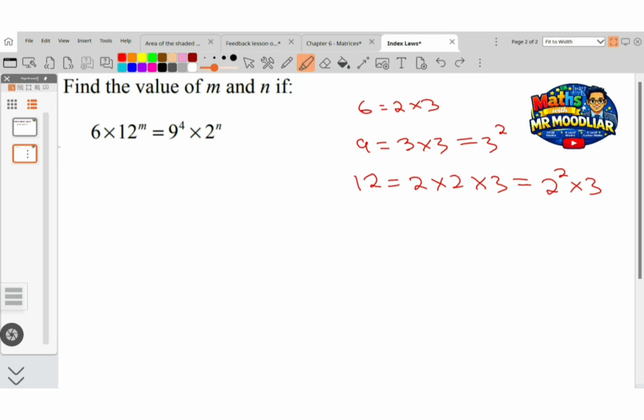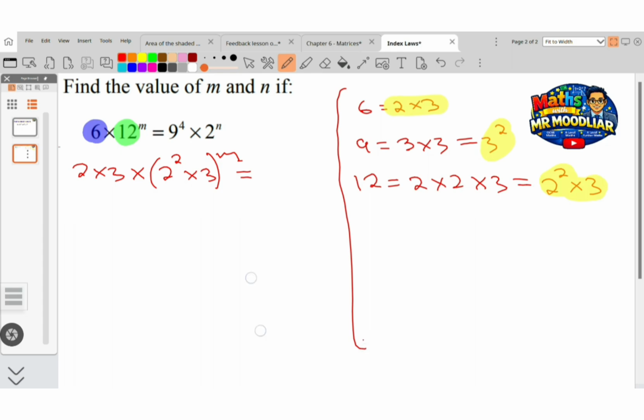And why is that? Well, we are going to use those when we substitute the value of those three numbers. Now, let's look at it now. So 6 can be written as 2 times 3. The 12 can be written as, you can see, I'm using brackets now, 2 squared times 3, and then don't forget to the power of m, and 9 in brackets can be written as 3 squared to the power of 4 times 2 to the power of n. Now what can we do now?